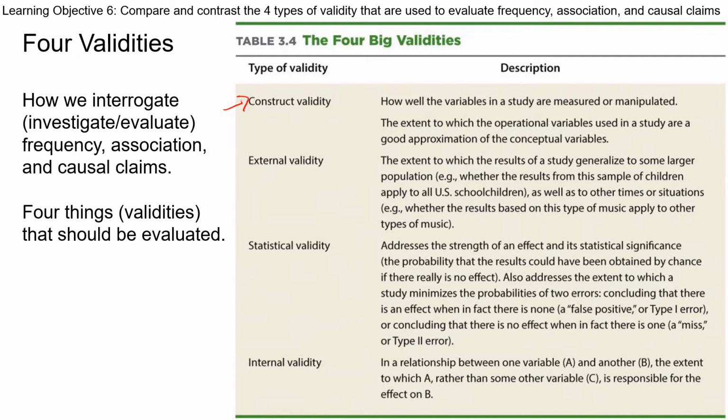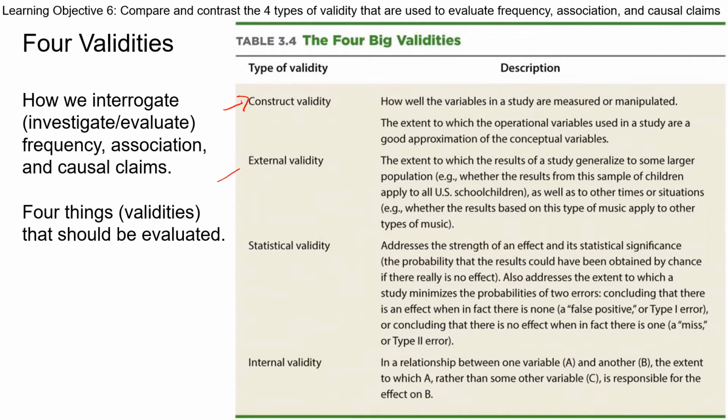We talked about it before in the reliability and validity chapter and looked at how construct validity is how well the variables are measured or manipulated, the extent to which the operational variables used in a study are a good approximation of the conceptual variables. So again, the construct validity is very important because it determines how valid the study is as a whole. But then these other three validities that are important, we are going to go into more.